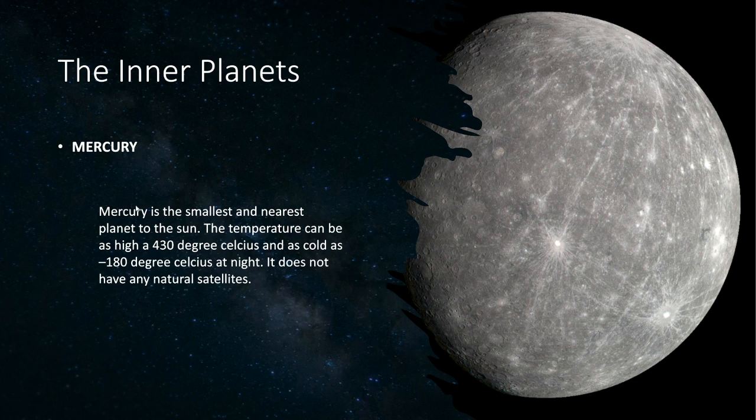Mercury is close to the Sun. The temperature can be as high as 430 degrees Celsius and as cold as negative 180 degrees Celsius at night. It does not have a satellite. The surface looks similar to our Earth's moon.